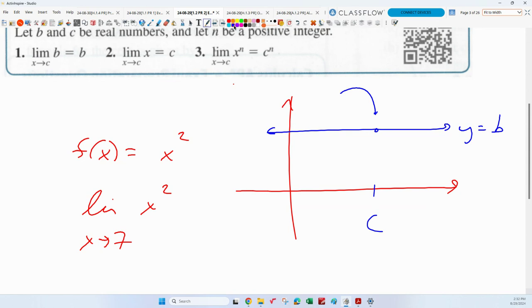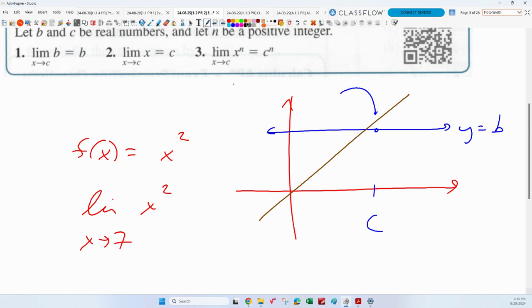How about this one? What's the limit of the function x as x approaches c? What do you think? Think about it in terms of a graph. What does y equals x look like? Okay, so what is it again? y equals x. It's a line with a slope of 1 through the origin. It just looks like that, doesn't it? Okay, so now as x approaches c, what's the y value going to be?